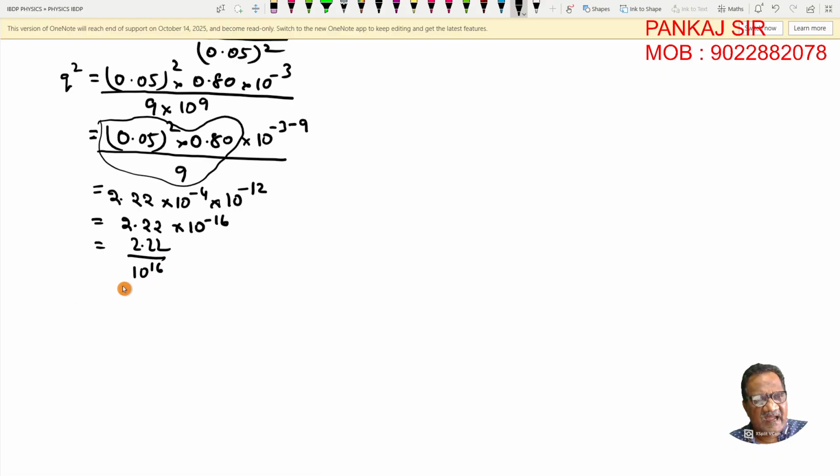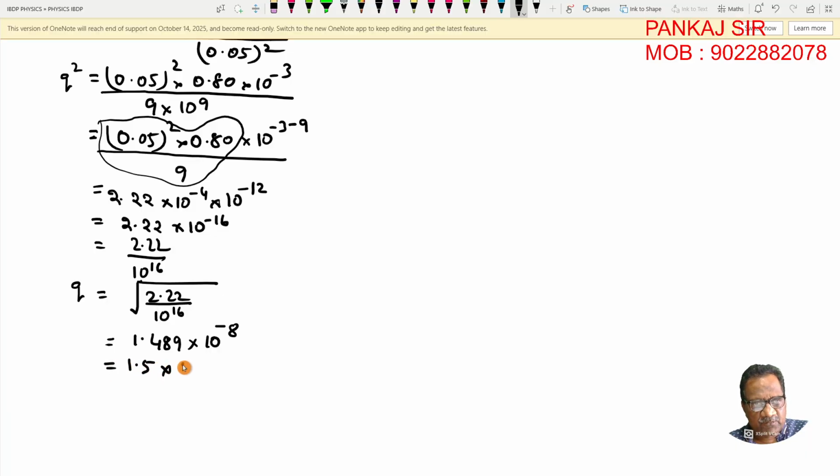Okay, and if you want to find out q, it should be square root of 2.22 upon 10 raised to 16, right? And if you go and find out this, the answer will be q equal to 1.489 times 10 raised to minus 8, right? And this value can be rounded up to 1.5 into 10 raised to minus 8.